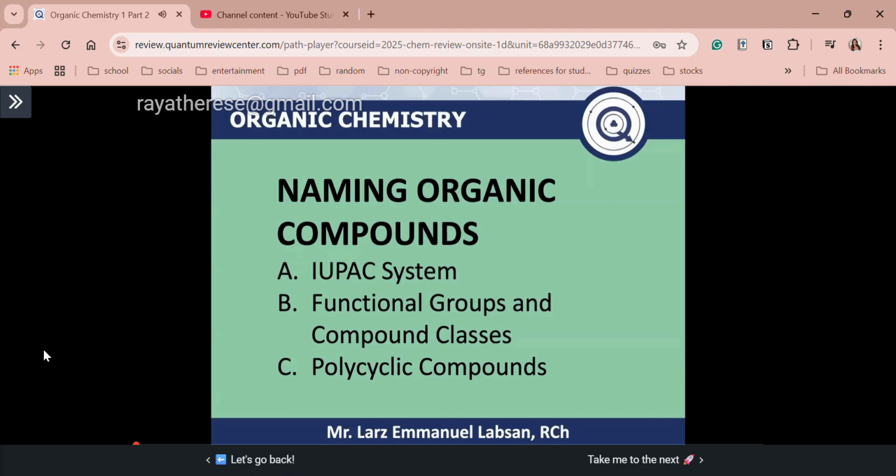Second, we will also discuss functional groups and compound classes. Class, remember, these groupings are based on the chemical reactivity of our organic compounds. And lastly, we will also discuss polycyclic compounds, because this class is very important in the board exam. From the previous year, they shared this is actually a pretty challenging topic. So don't worry, we will have a comprehensive discussion later on here in our video recording.